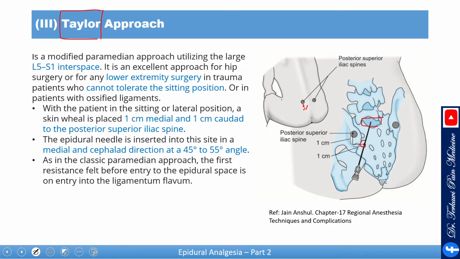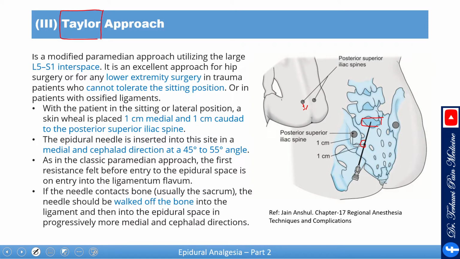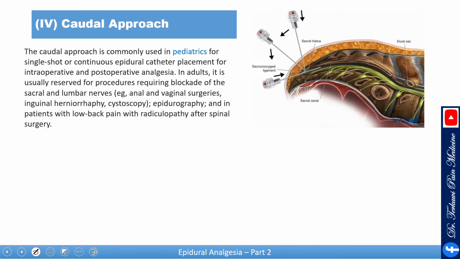As in the classic paramedian approach, the first resistance felt before entry to the epidural space is on entry into the ligamentum flavum. If the needle contacts bone, that's usually the sacrum here. The needle should be walked off the bone into the ligament and then into the epidural space in a progressively more medial and cephalad direction. Now, the last approach is the caudal approach.